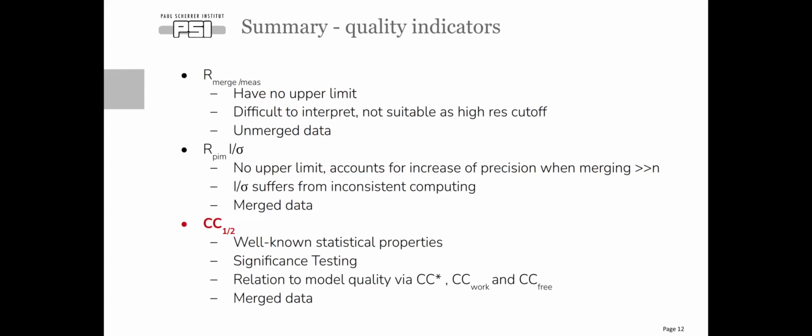So to sum this up, I talked about R factors. They kind of have their use, but especially when we're talking about high resolution cutoffs, it's very difficult to interpret. Then we have I over sigma, which is always increasing when you're merging more and more data. And then we have CC half, which is kind of useful because you can relate model and data quality and also have well-known statistical properties.